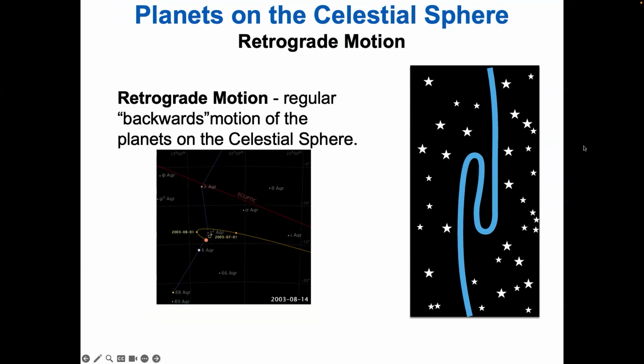There's some other motion, though, in the sky. So the sun is pretty straightforward. It just marches ever forward. The moon's also pretty straightforward. It goes on its path in orbit. Planets, though, are a little bit different.